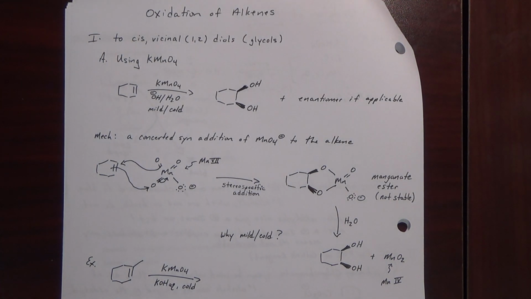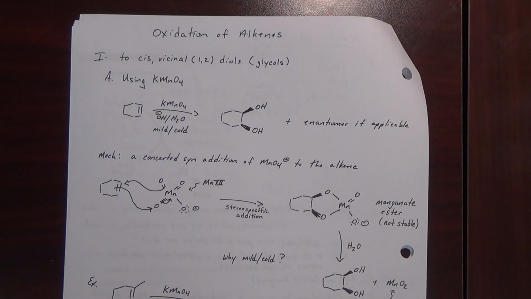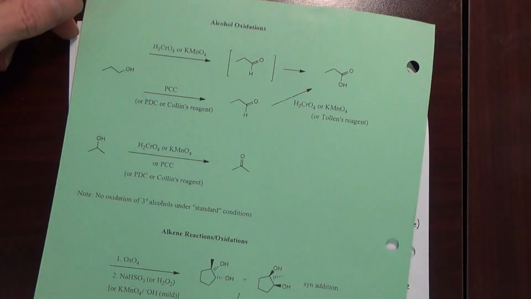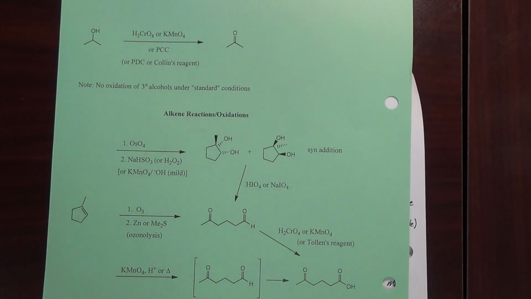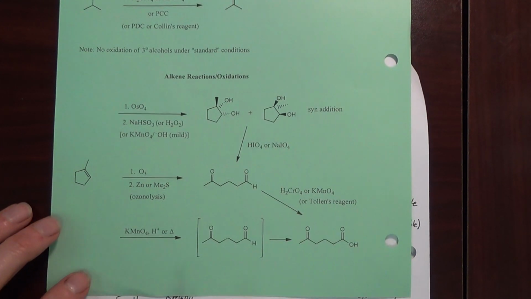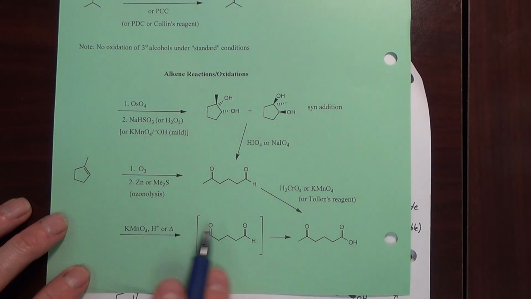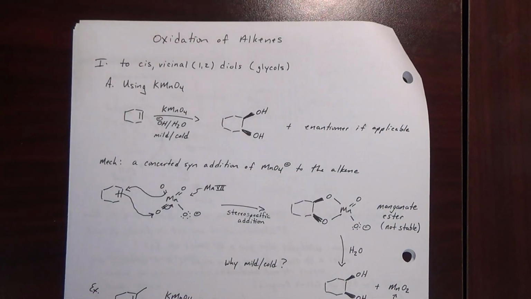Hi guys, in this video we'll look at the oxidation of alkenes. We have this handout here. We also have the summary page, front and back. After alcohol oxidations, we can move to alkene reactions or oxidations. I'm not going to go over these here at this point, but this is a summary of what we're doing. We can refer back to this to summarize later.